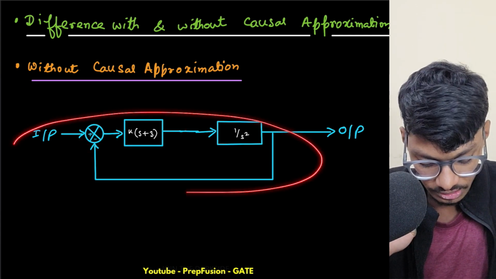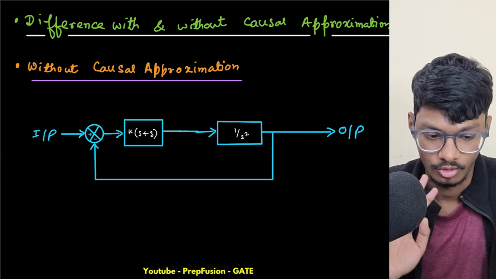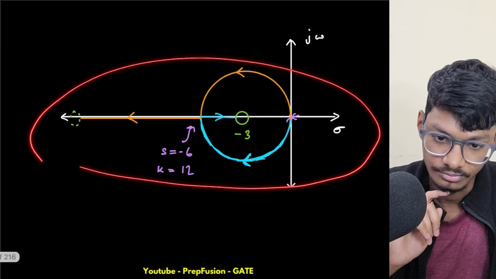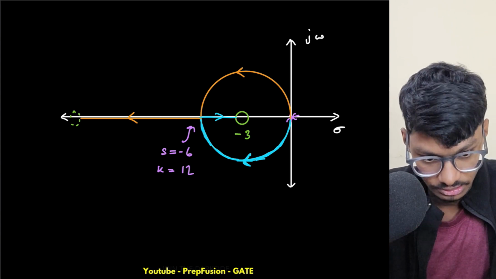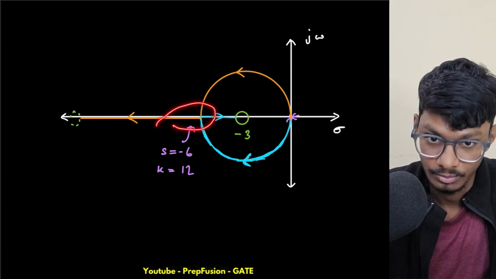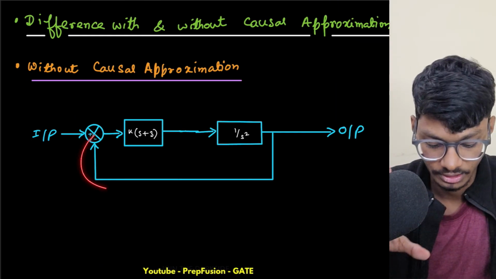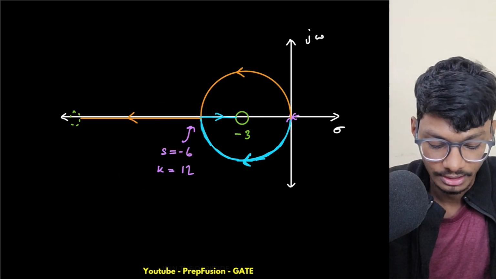So here we have a PD controller and this is without the causal approximation. So for this, what will be the root locus? The root locus will be something like this. If you simply find the breakaway point, breaking point, all those things, you can do this for yourself. Just pause the video, draw it and write the break-in point, breakaway point, and the value of K at the break-in point.